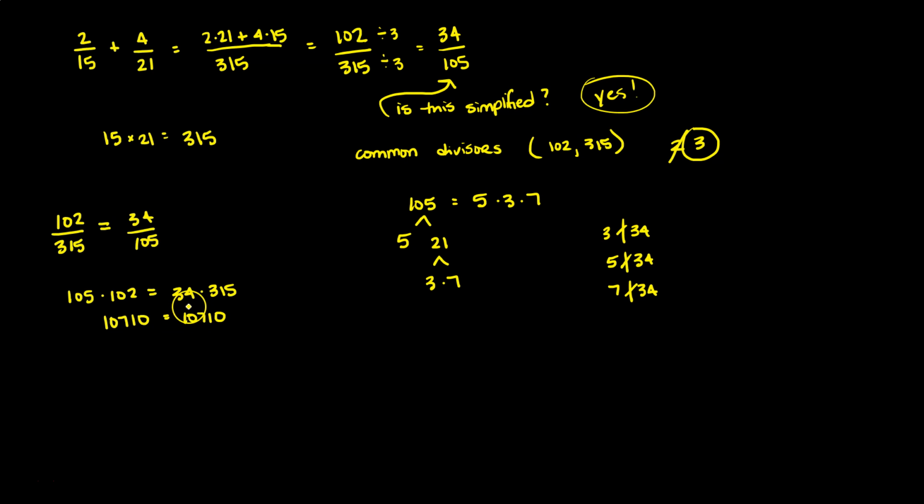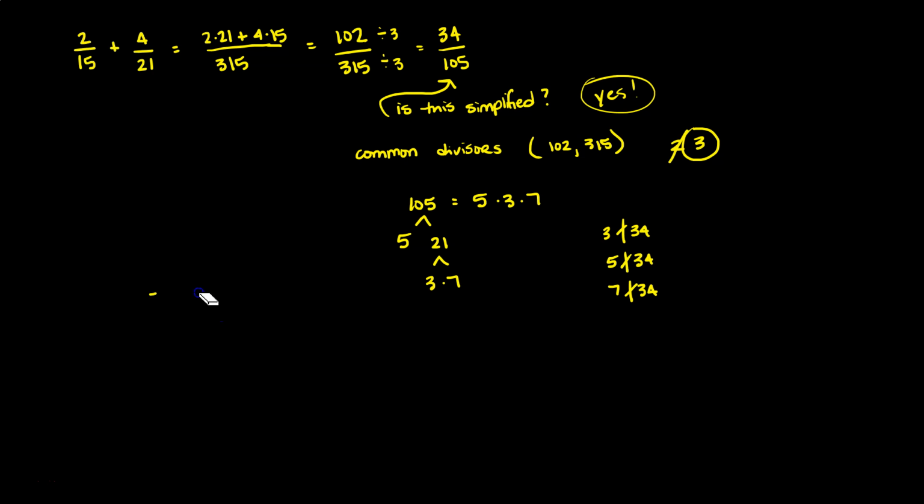So we definitely reduced our fraction correctly, and we know it's simplified because the numerator and denominator have no common divisors left. Now, it's true that we did not use the least common multiple for this problem, so I want to show you how a least common denominator can make this slightly faster.